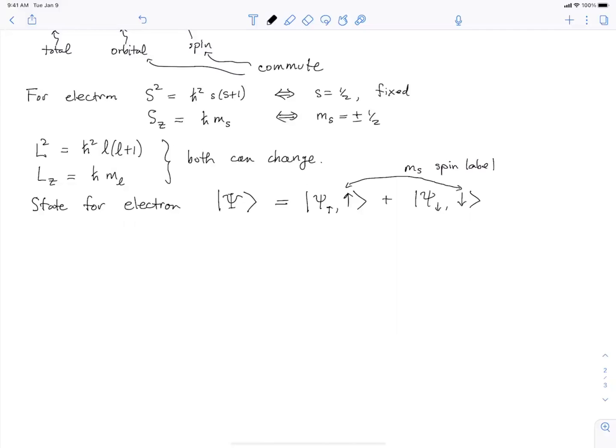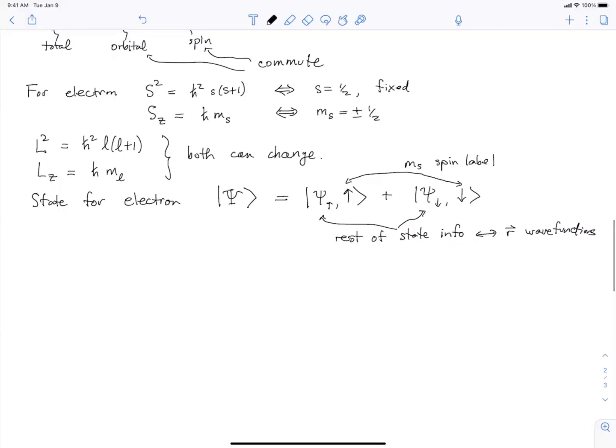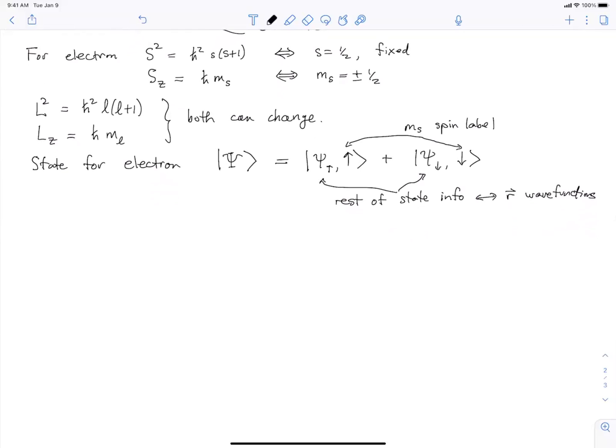I'm writing up arrow and down arrow, but I could just as easily write plus 1/2 or minus 1/2. And then for each one of those, the other part of this is the rest of the state information, which could be, for example, the position state, the position space wave functions. That information is represented by the psi up and psi down. So you can write it as a sum like that, but another way you can do it is you can represent it as a two-component vector of kets.